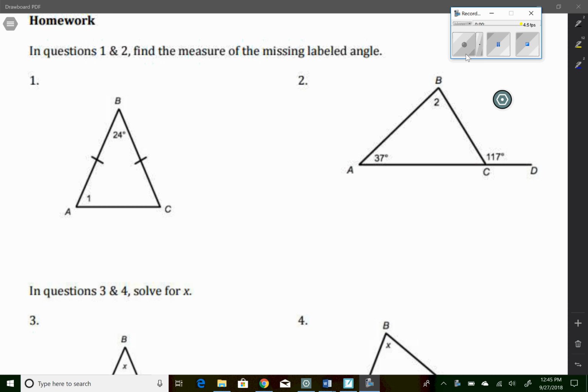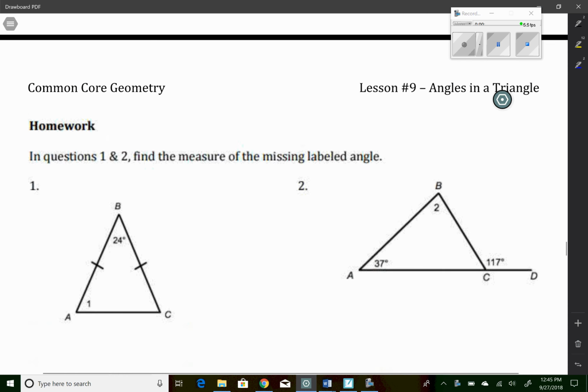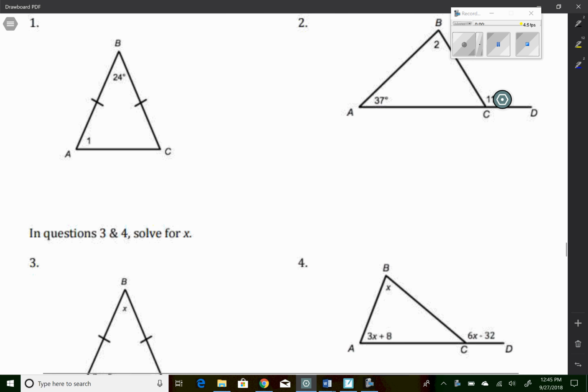All right, everybody, welcome to the video here for the lesson on all the different angles in a triangle, lesson number 9. For lesson number 9, we learned that we can use some of the things that we already know about triangles and apply them to different types of triangles.